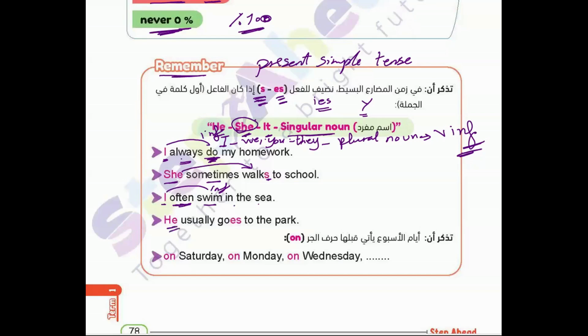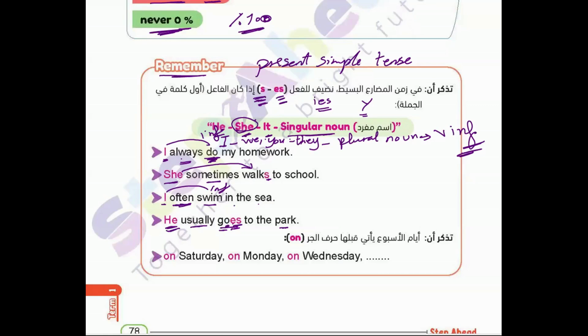He, so I have to add something to the verb. He usually goes. Here I add to the verb es. He, the verb I add es. Do you know why? Anyone can answer. Why I add es to go? Look at O. If the verb ends with O, X, SH, CH, or Z, or double S, we have to add to the verb ES, not S only. So he usually goes to the park. Okay, these are a group of examples to remember about present simple tense.